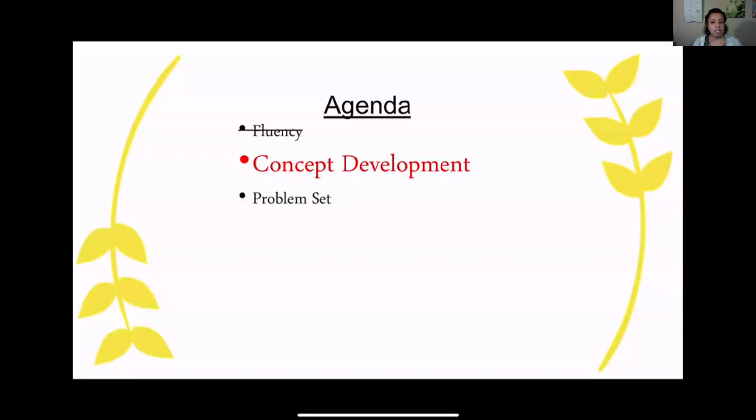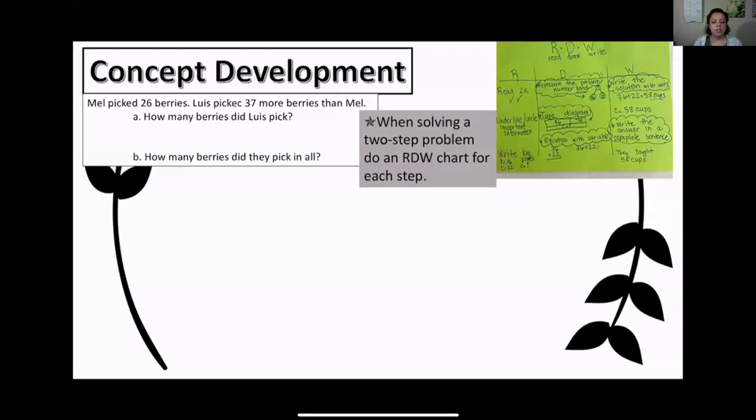Let's go back to our agenda. We are done with fluency. We will now be moving to concept development. For our concept development, we're going to do a 2-step word problem. Remember, when solving a two-step problem, you can do an RDW chart for each step. And here's a quick reminder of what our RDW chart should always look like.